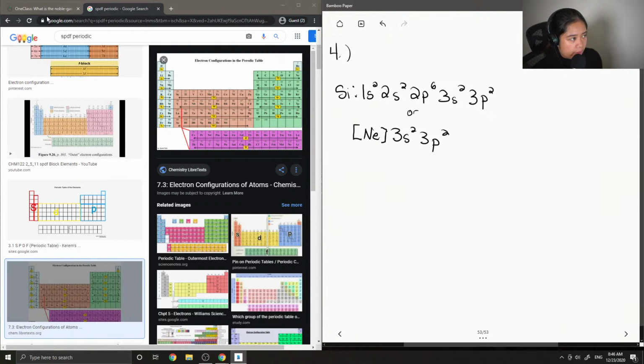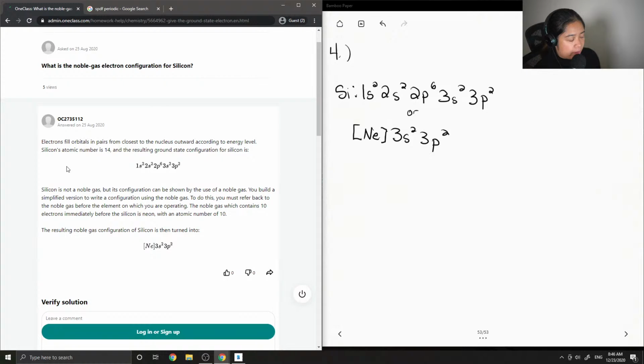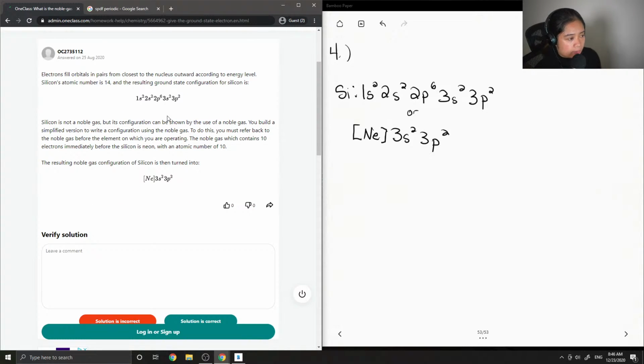Okay, so let's see what the junior tutor said. Electrons fill orbitals in pairs from closest to the nucleus outward according to energy level. Silicon's atomic number is 14, and the resulting ground state electron configuration for silicon is 1s2, 2s2, 2p6, 3s2, 3p2. Silicon is not a noble gas, but its configuration can be shown by the use of a noble gas.